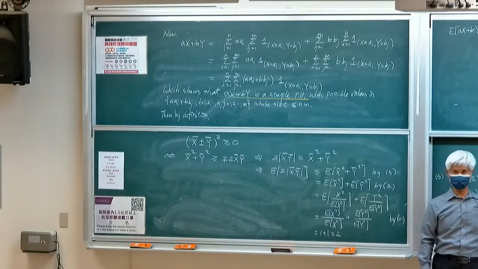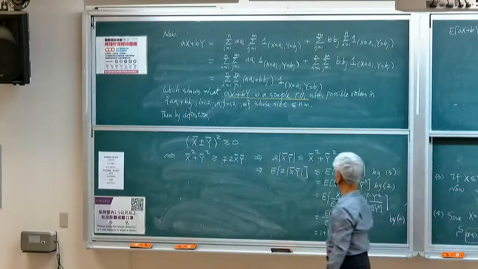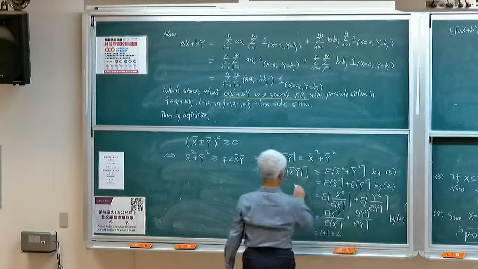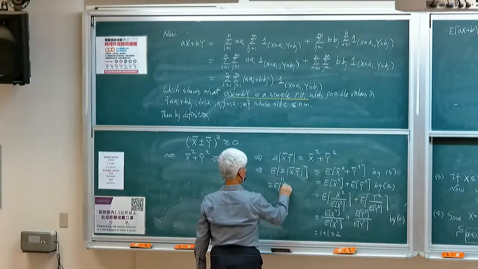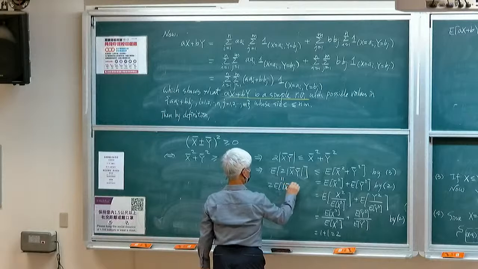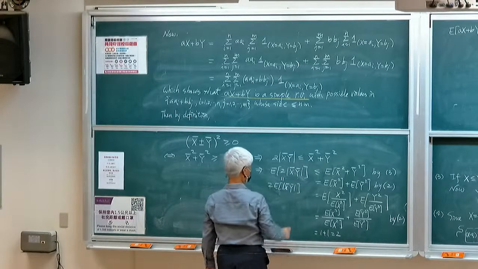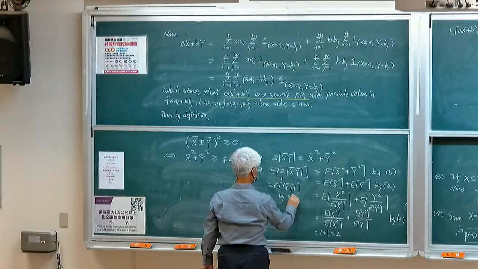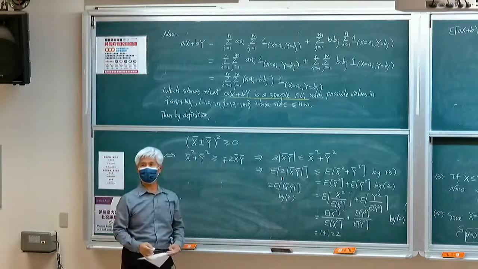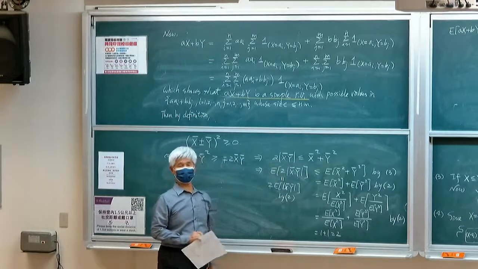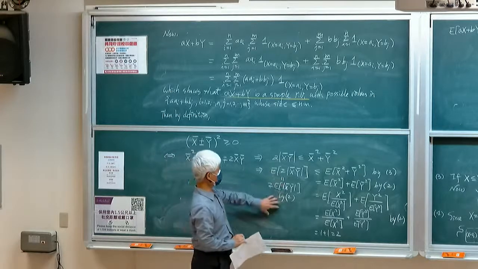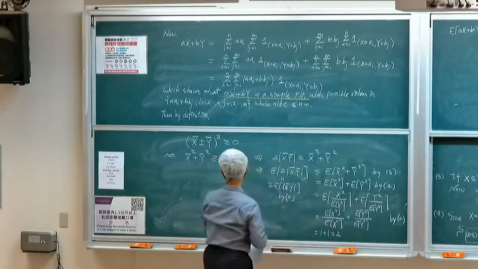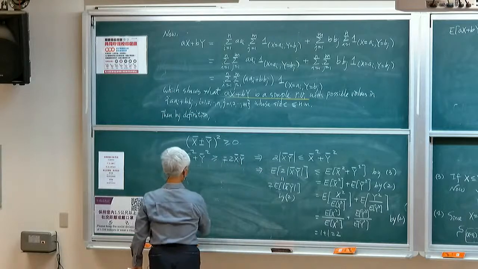And what is this? This is equal to 2 again by property 2 again. So you can move the coefficient out of the expectation. Okay, so this is property 2. All right.